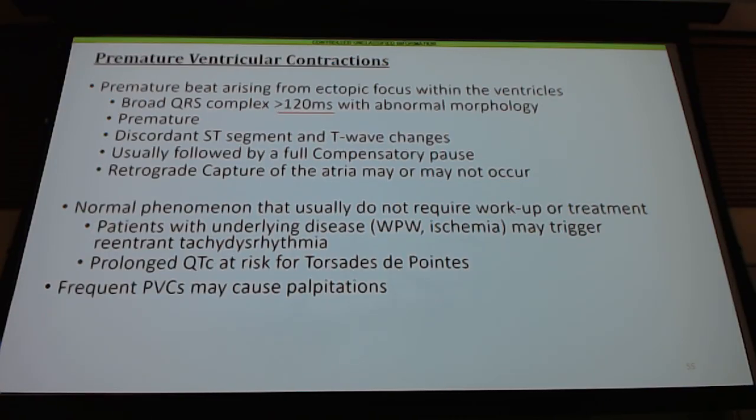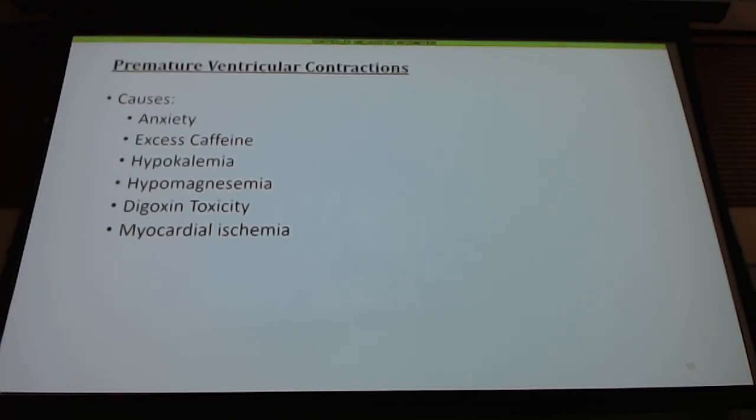But in settings where you have additional cardiac disease like Wolff-Parkinson-White, it can trigger an arrhythmia or an accelerated rate to develop. So you've got to be careful with premature ventricular contractions in patients who have other cardiac diseases present. Causes are the same as premature atrial contractions: anxiety, excessive caffeine, and low electrolytes can all cause that.